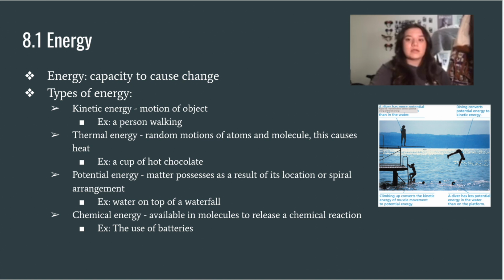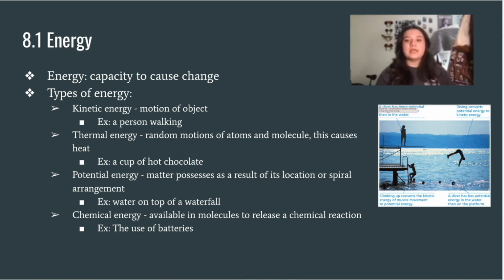Now I will be talking about energy. The definition of energy is the capacity to cause change. In the textbook, it mentioned 4 different types of energy: kinetic energy, thermal energy, potential energy, and chemical energy. Kinetic energy is the motion of an object. An easy example to understand this is a person walking.